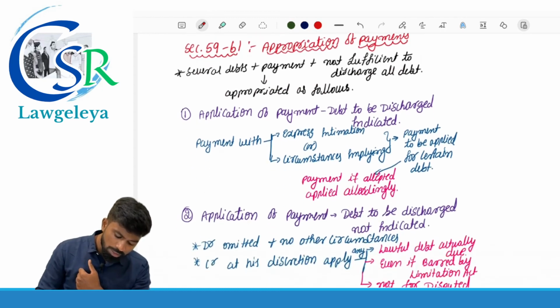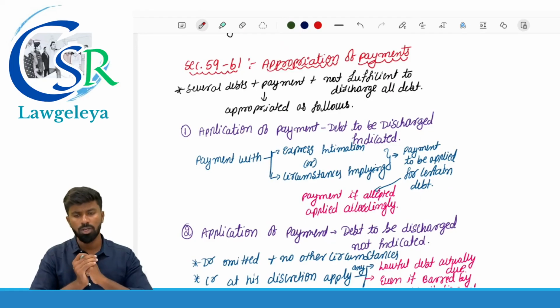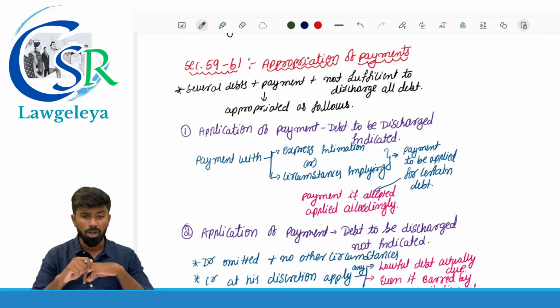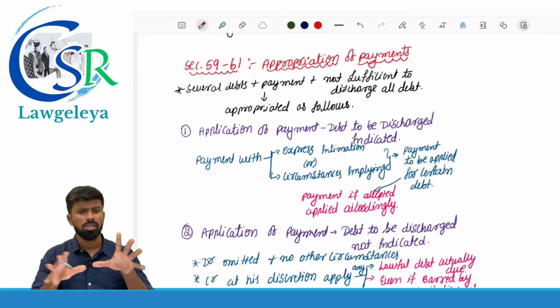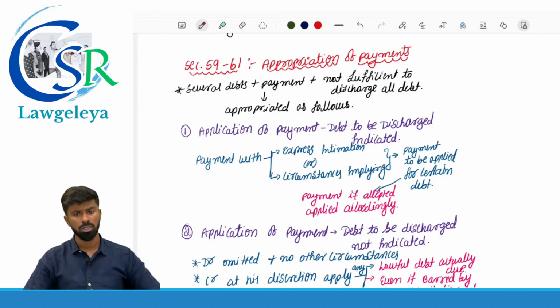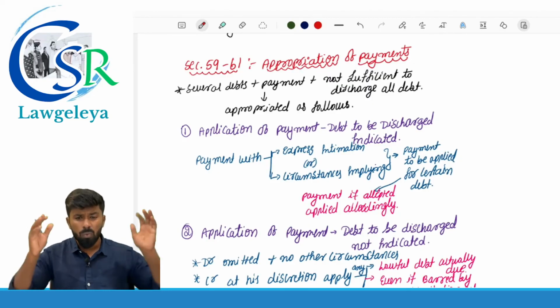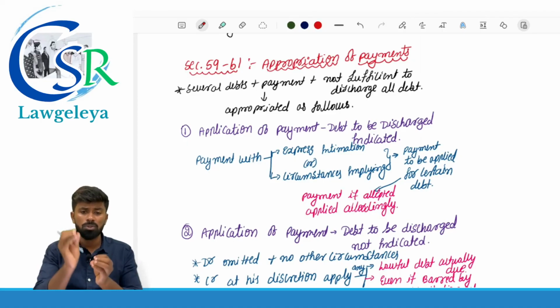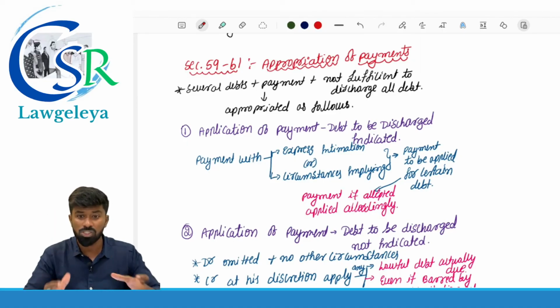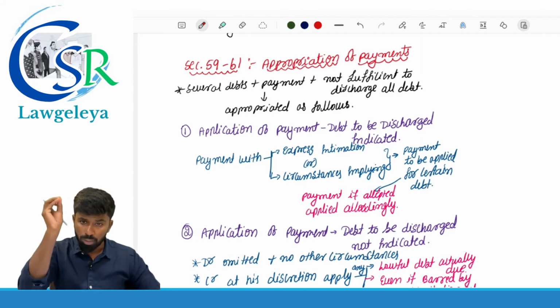Sections 59 to 61 are the most favorite topic. Appropriation of payments, Sections 59 to 61. Simple. If a person owes several debts to a single person and makes a part payment which is not sufficient to discharge all the debts, then how is it to be appropriated? Towards which debt should it be applied? It has to be applied as per Sections 59 to 61.